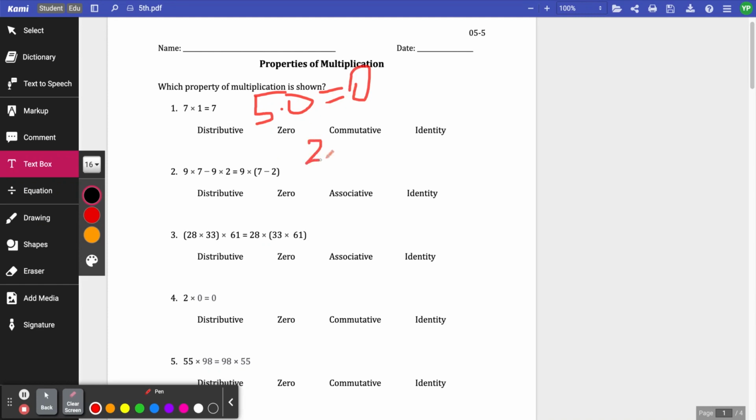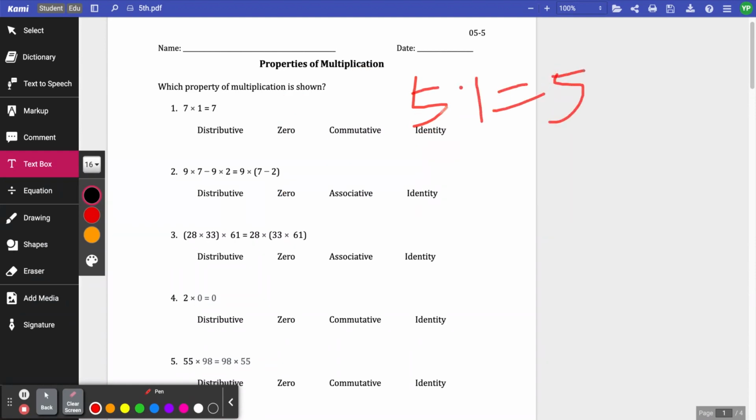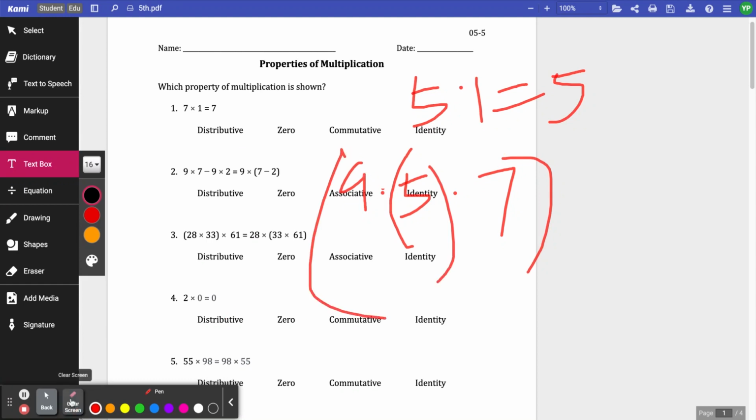Commutative is basically saying 2 times 3 is the same thing as 3 times 2. So they're the same thing. It doesn't matter how you switch the order. Identity is anything multiplied by 1, like 5 times 1 is still going to equal 5. And associative is basically, if they're all multiplication like 9 times 5 times 7, you can put the parentheses around 5 and 7 or 9 and 5. It does not matter where you put the parentheses.